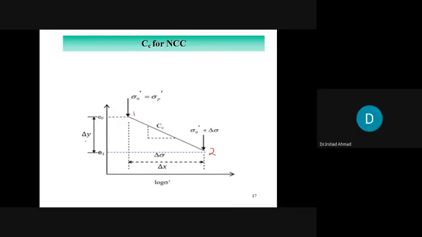Now we have done this correction for the normally consolidated clay. Now let's do the same kind of correction for an over consolidated clay. In situ e-log sigma curve for over consolidated clay.